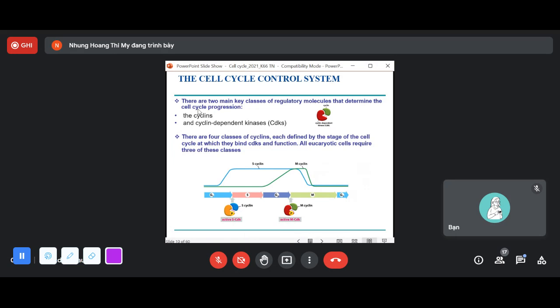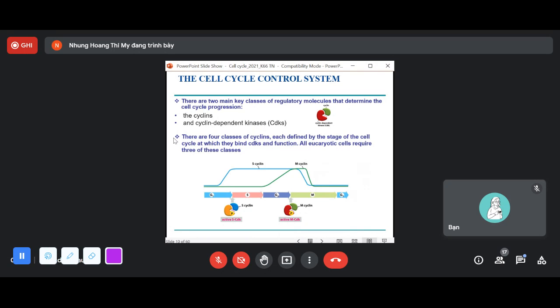Okay, so now we see there are two main key classes of regulatory molecules that determine cell cycle progression. One is the cyclin, without enzyme activity, and the other is the cyclin-dependent kinases. They call it the CDK. When you read the name, cyclin-dependent kinases, you already understand that this kinase has activity depending on the presence of the cyclin. So that is why they call them cyclin-dependent kinases.